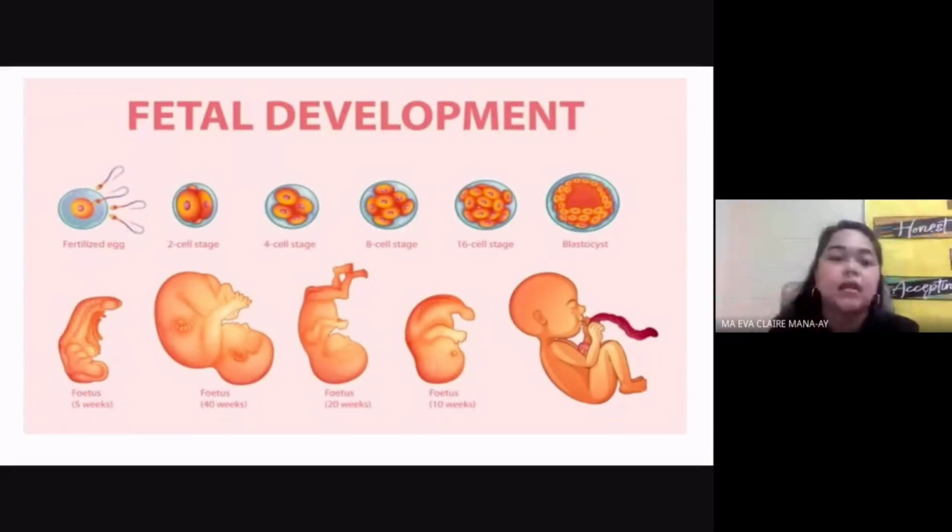It is going to be divided into 2 cells, then 4 cells, 8 cells, 16 cells, and so on, until it becomes a blastocyst. Okay, the blastocyst here is very important. I will tell you why this is important in our discussion today. Your blastocyst is around 5 to 6 days of fetal development. Okay, so just 5 to 6 days of a fetus. That means a zygote has already formed your blastocyst.